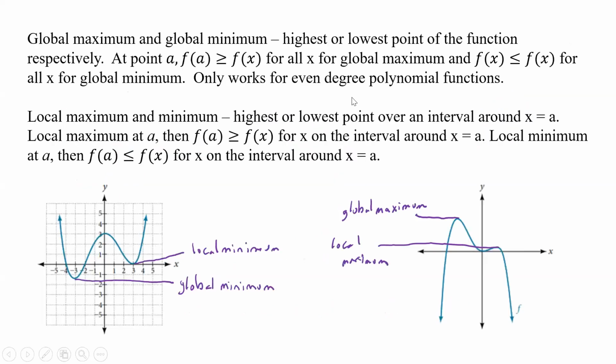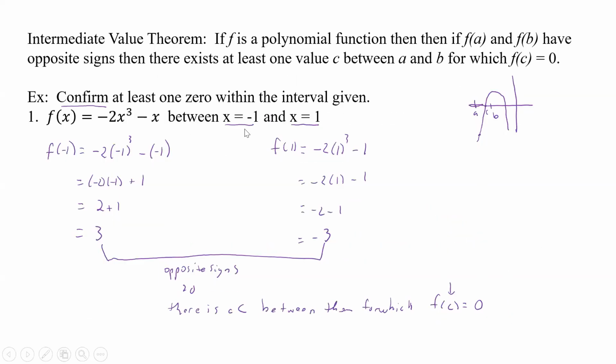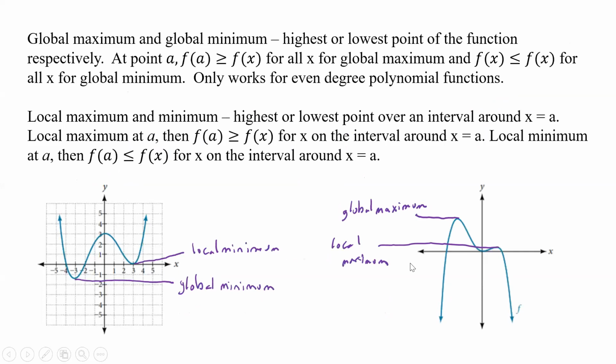All right, so I'll do another one of those later in the extra example video and show you how that works. But it's basically just plug in numbers and look for opposite signs. If so, then you have that 0 between them.